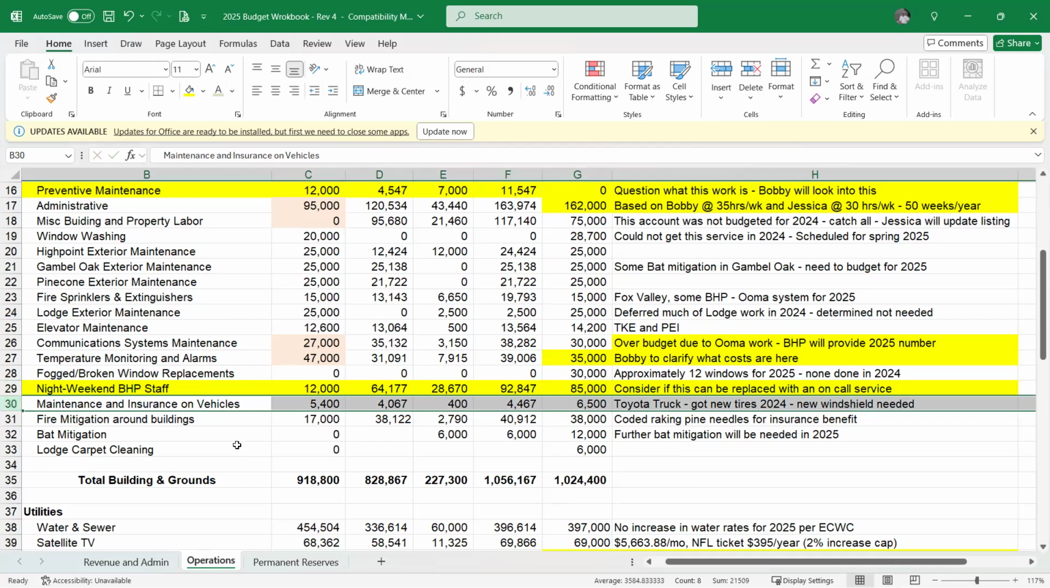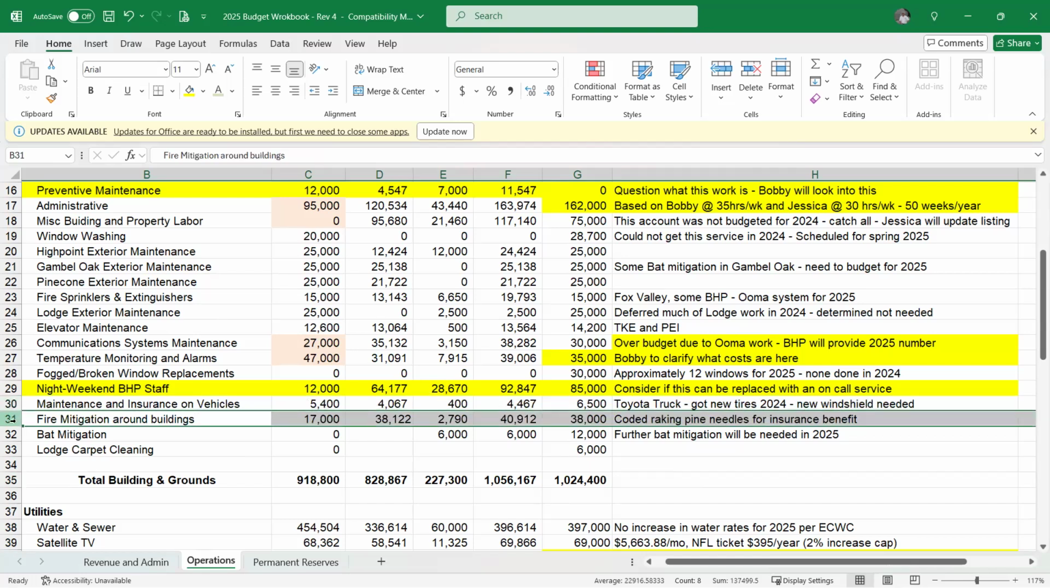Okay, maintenance and insurance on vehicles. We got noticed that Allstate is getting out. They're not going to insure commercial vehicles any longer, so we have to go out and get bids for insurance on the truck. So I bumped that up $1,000, expecting that because of that we're going to be paying a little more for insurance. Because it's insurance in Colorado. We've learned about that. Yeah, it's true.